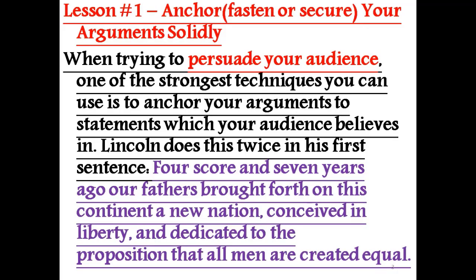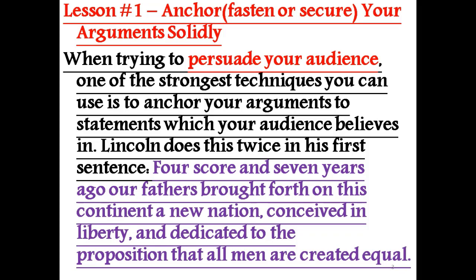Anchor your argument solidly. So anchor means fasten or secure. When trying to persuade your audience, the people who listen to you, one of the strongest techniques you can use is to anchor your arguments to statements which your audience believes in. Lincoln does this twice in his first sentence.